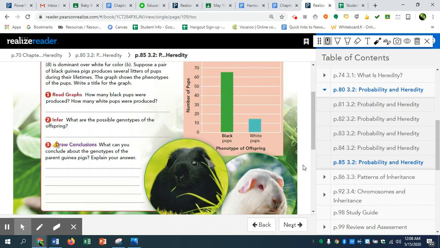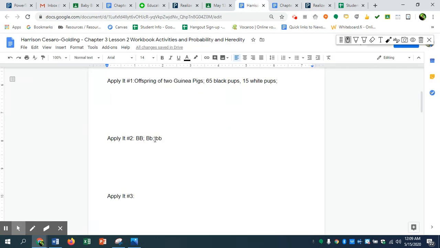About 75% of the pups that these two guinea pigs had, not necessarily these two, but two guinea pigs whose parents were black, were black, and about 25% were white. So that's telling us that the parents were probably capital B, lowercase b. Most of their pups were black, so they had that capital B, capital B or capital B, lowercase b that they passed along, and then 25% of the pups were lowercase b, lowercase b. So mom and dad were both black, but 25% of their babies were white because they were carriers for the white trait.